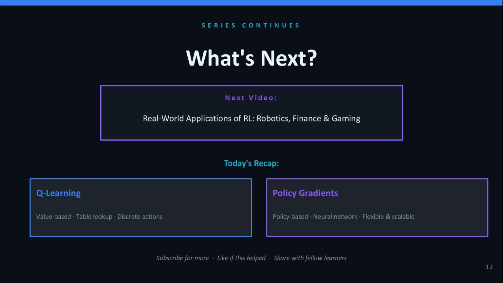We learned Q-learning, which is value-based and simple. Policy gradients, which is flexible and scalable. In the next video, let us explore real-world applications in more detail.